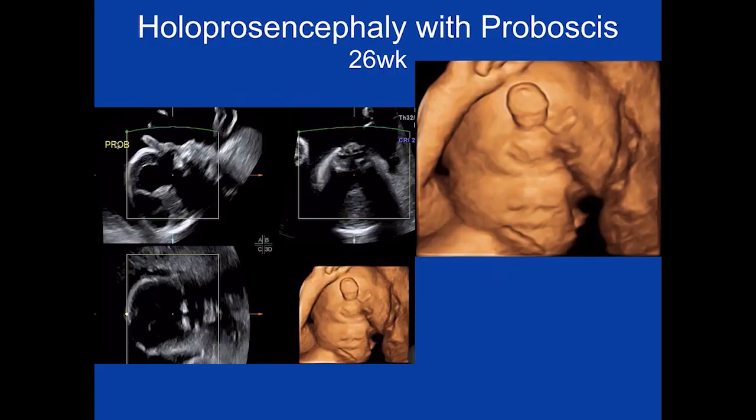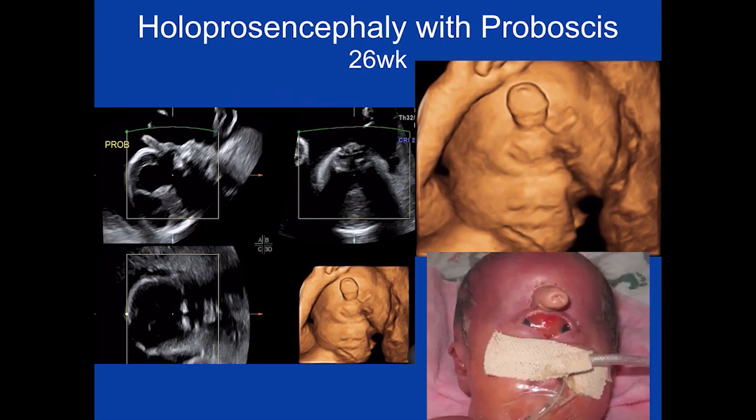Here is the proboscis that you can see on this frontal view of this 3D volume. And when you look on the axial view, you see the hypotelorism with these small little orbits, and that's what it looked like on the rendered view. And there's the proboscis on that rendered view, and that's what it looked like after birth.